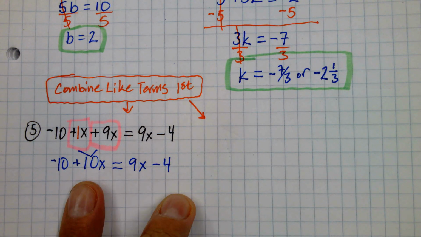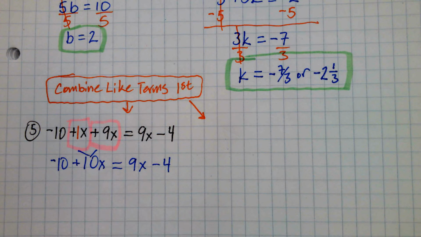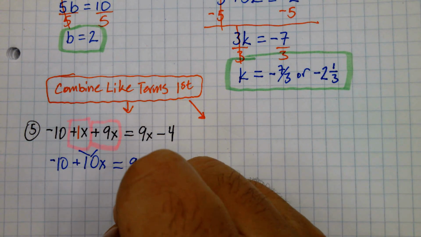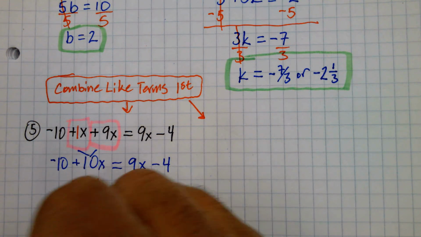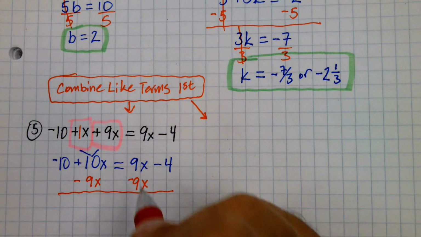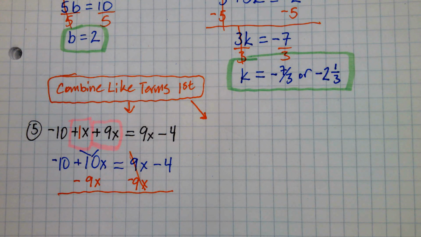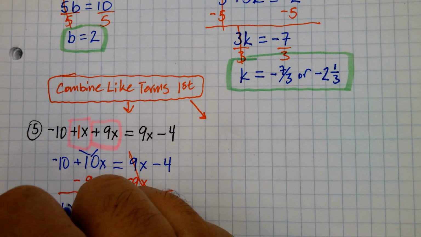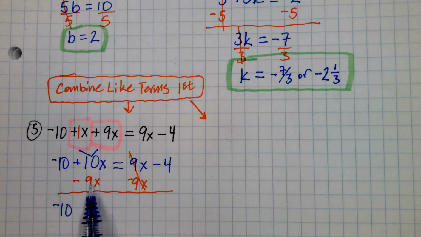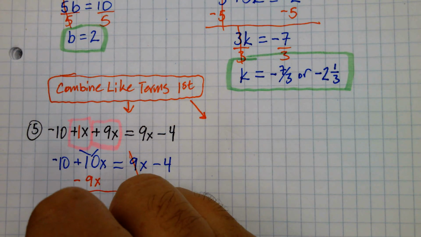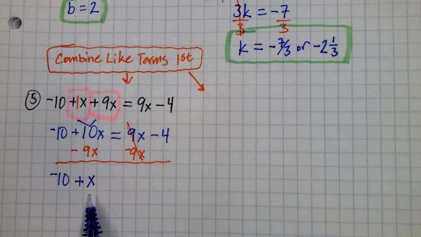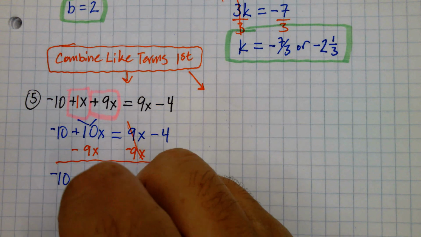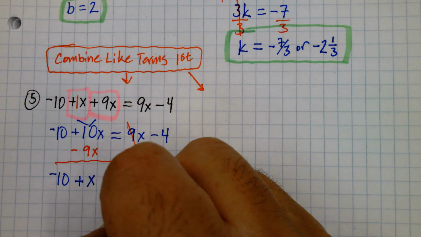So now we got variables on both sides. Yeah, let's subtract 9x to cancel this. Bring down the negative 10 because we didn't do anything with that. And then 10 take away 9 is 1x. Do you mind if I just write this as x? If it's just one x, it's okay to write it as x. Equals negative 4.